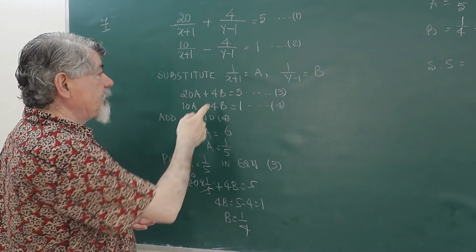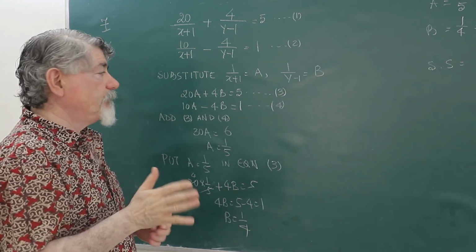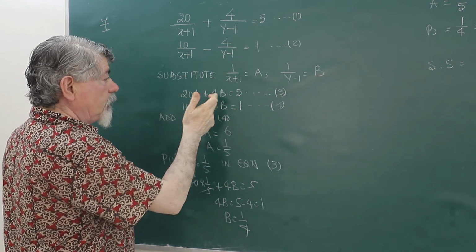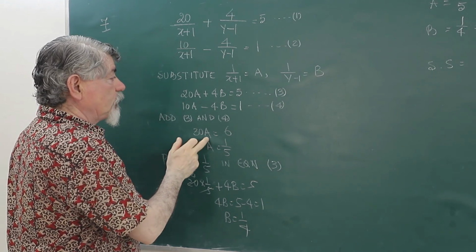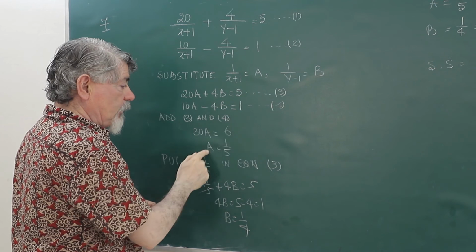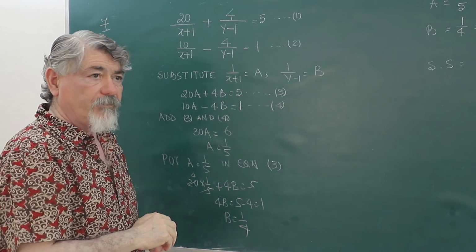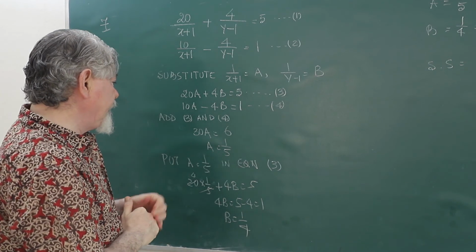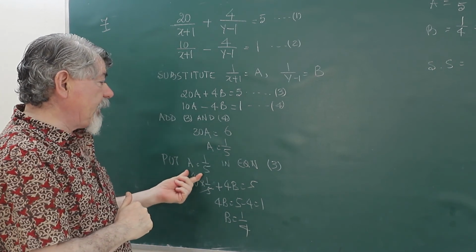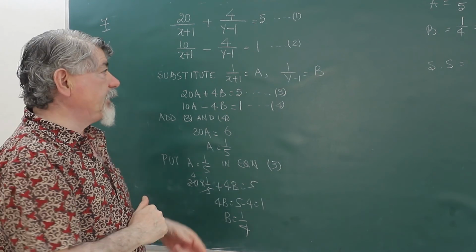When we have eliminated the term b by adding 3 and 4, I'll get the value of a. 20a plus 10a is equal to 30a is equal to 6, or a will be 1 upon 5. We have got the value of a as 1 upon 5. Put a is equal to 1 by 5 in equation 3.